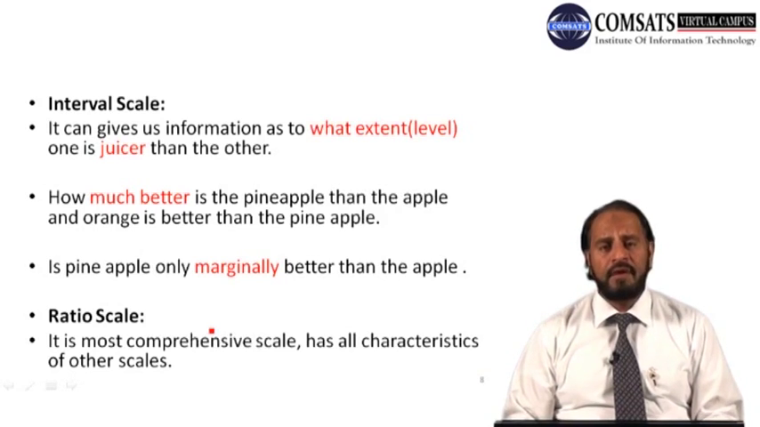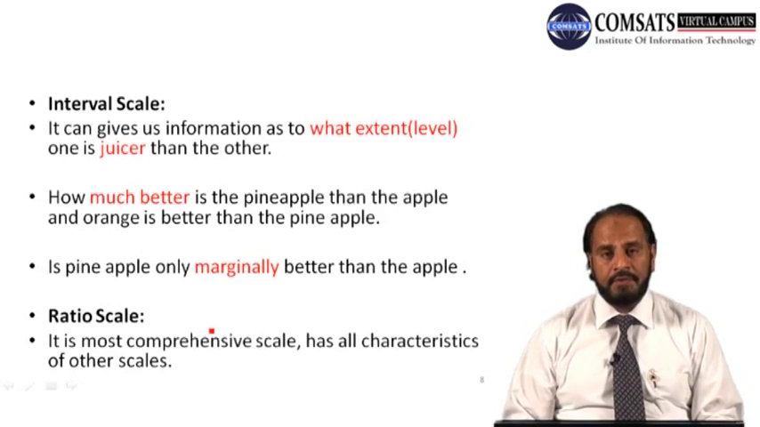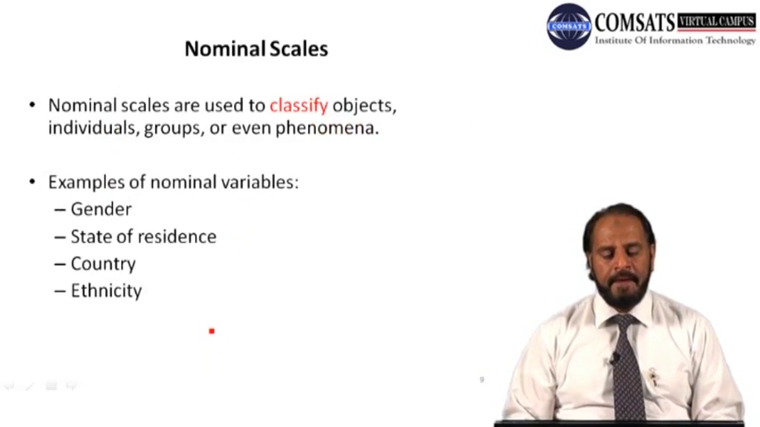On the other hand, ratio scale is, again, the most comprehensive scale. It has all the characteristics of the other scales. So whatever data is collected through a ratio scale can usually give all the information which a nominal scale gives, or an ordinal scale gives, or an interval scale gives. Ratio scale gives you all the kind of information which the above three scales give.